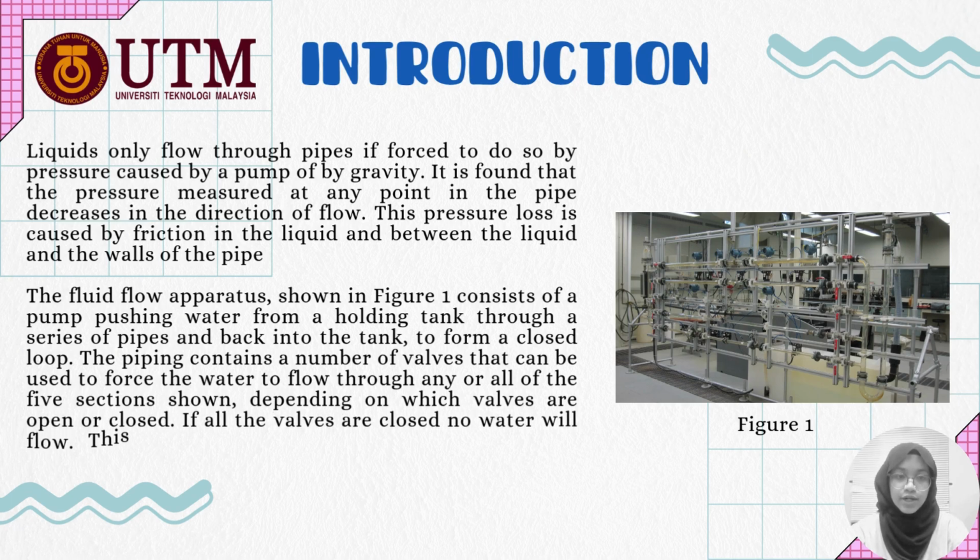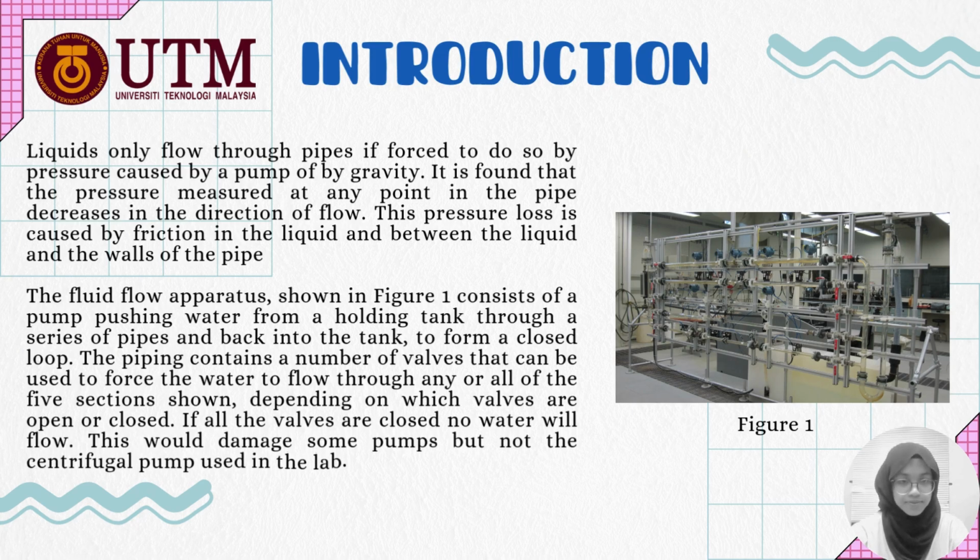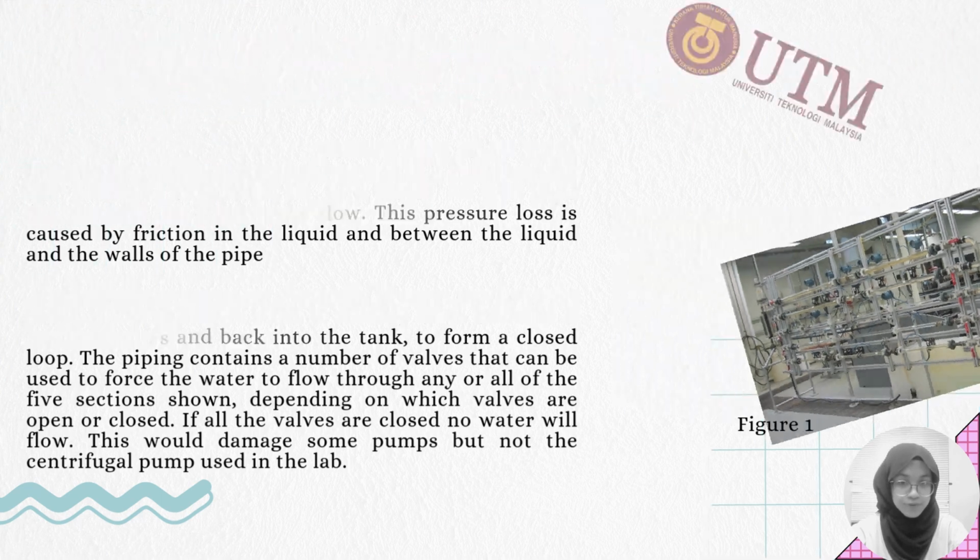In order to create a closed loop, the fluid flow device seen in figure 1 uses a pump to force water from a holding tank through a network of pipes and back into the tank. The pipes have several valves that, depending on whether they are open or closed, may be utilized to make the water flow through any or all of the five pipes displayed. If the valves are closed, then no water will flow.